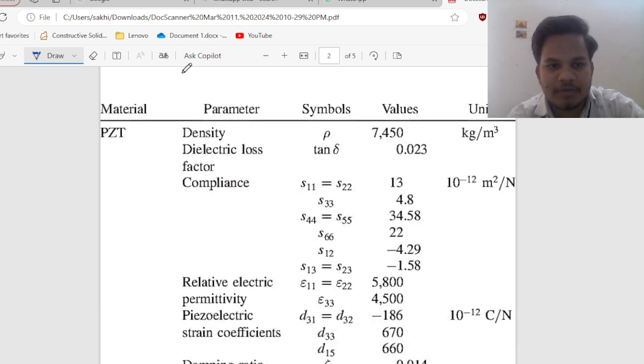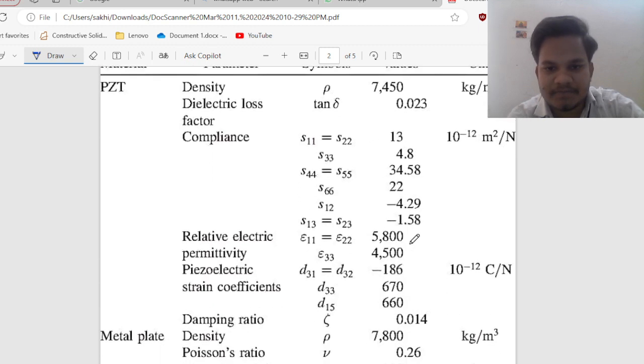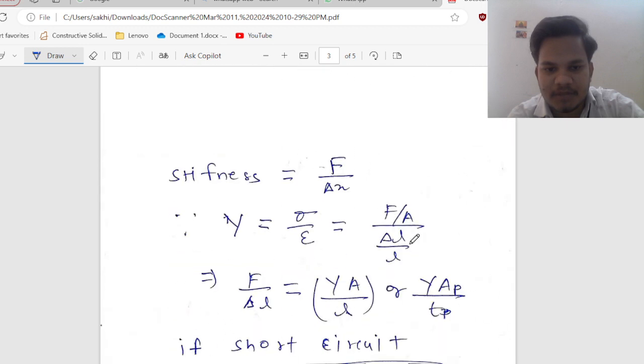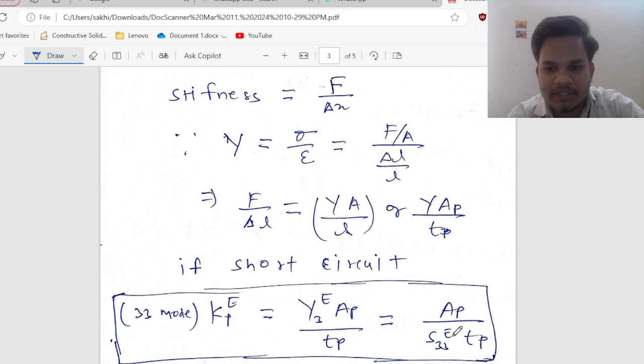So this is the table for PZT-5H. This is the typical formula of the stiffness value. What is stiffness? Stiffness is resistance to deformation, right? By definition, stiffness is force per unit deflection or force per unit elongation, the resistance to elongate. Young's modulus is nothing but sigma upon epsilon, and by solving we can get this value, right?